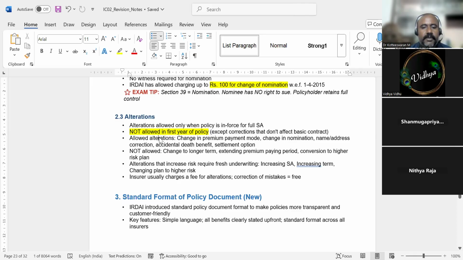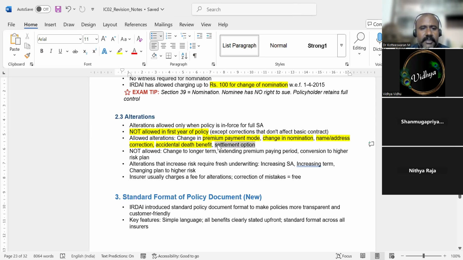So what are the corrections allowed? Premium payment mode. Initially, when applying, I applied for yearly payment. Now I want to change it to monthly payment. Yes, you can change it. Changes in nomination, which we have already seen. Yes, you can change it. Name and address. Initially you were in Valacheri, now you move to Tirunelveli. Yes, you can change your name and address. Accidental death benefit. If you have taken it, or you want to add accidental death benefit, yes, you can change it.